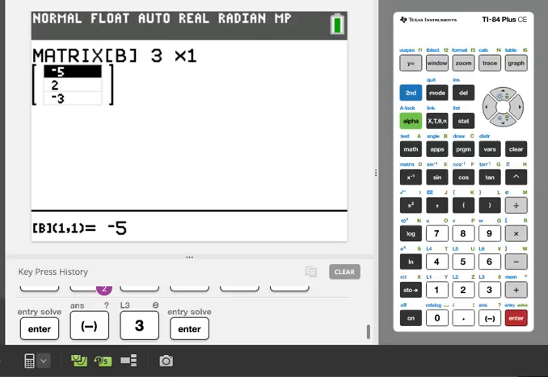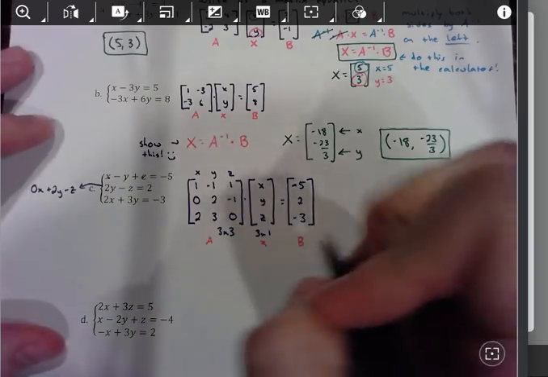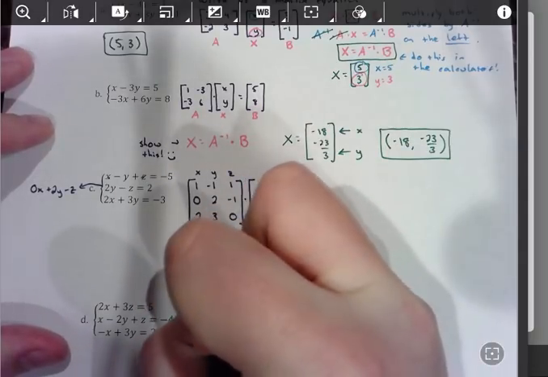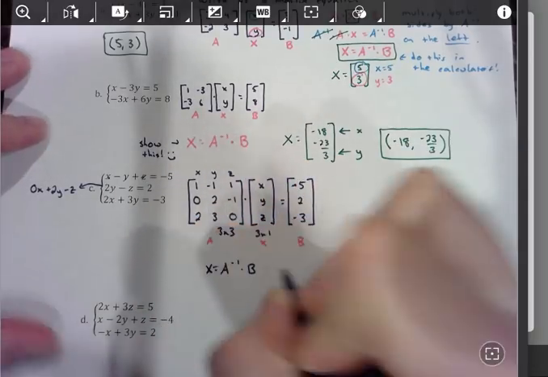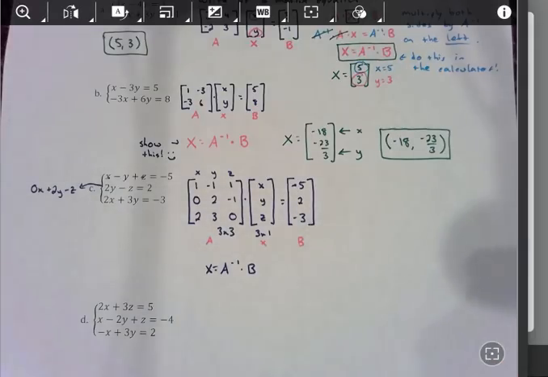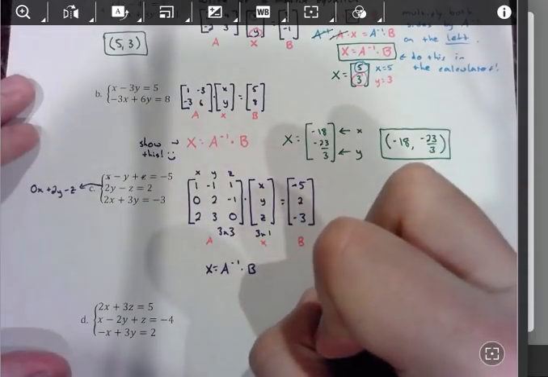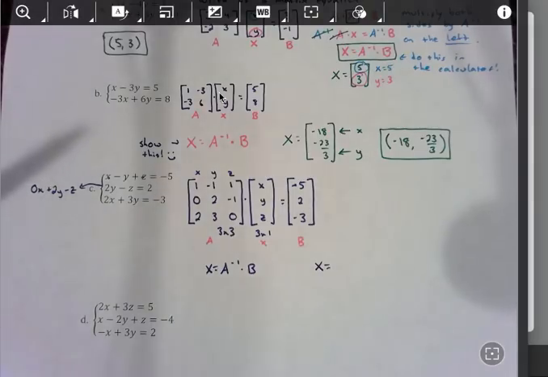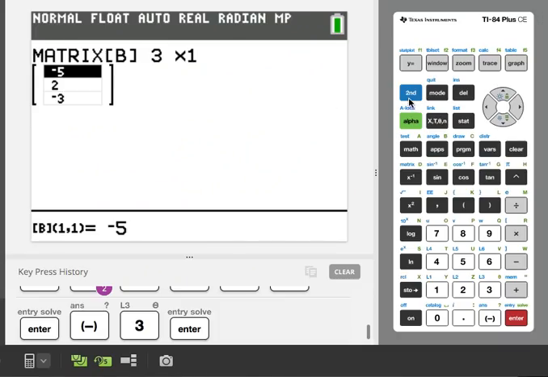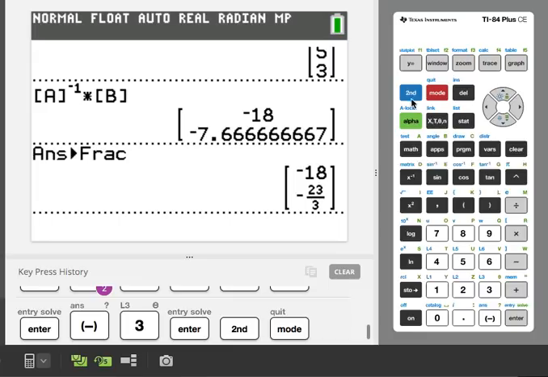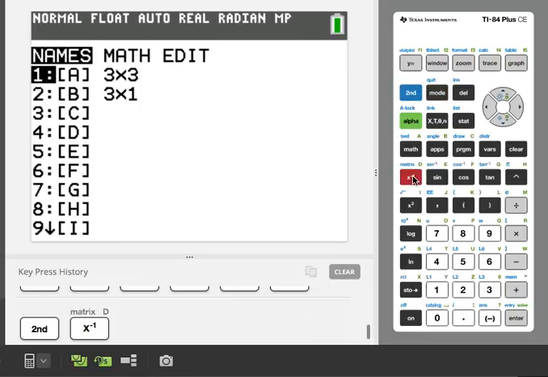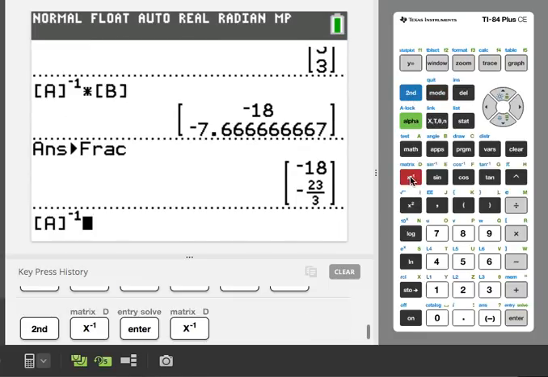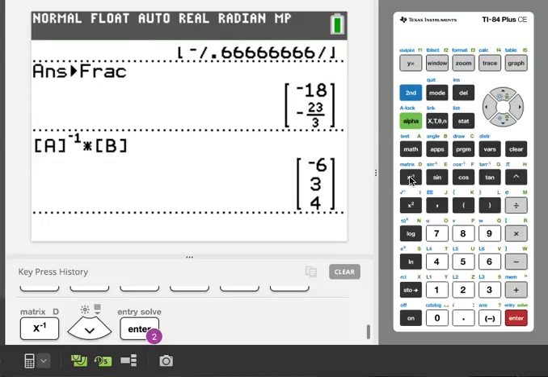All right, I'm going to show my work. Ready for this? X is equal to A inverse times B. So this means that matrix X is equal to, quit out of this, we're going to go back to A inverse times, back to matrix B, and press enter. Ta-da! There we go.